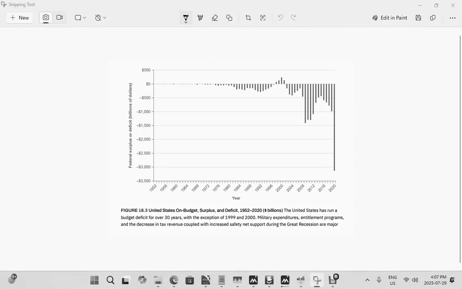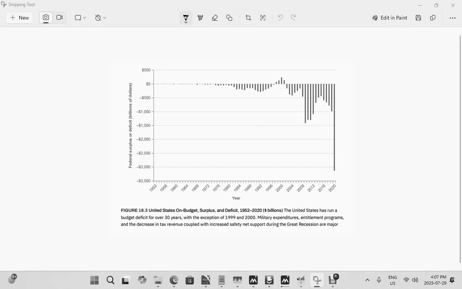In this video, we'll be looking at another graph showing federal surplus or deficit. We know that a federal surplus is caused by having more revenue than expenses, and a federal deficit is caused by having more expenses in government spending compared to revenue.